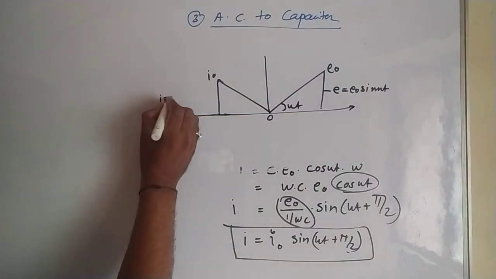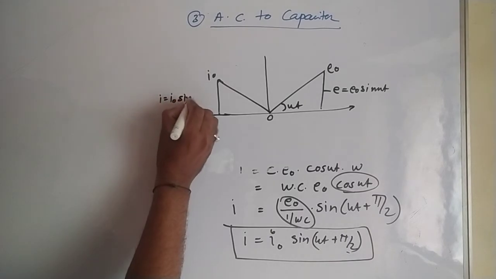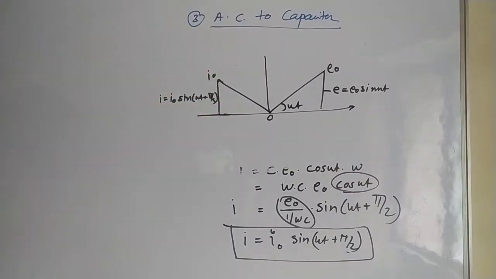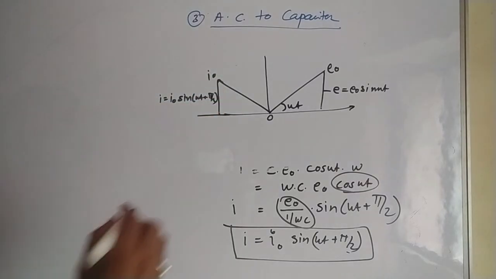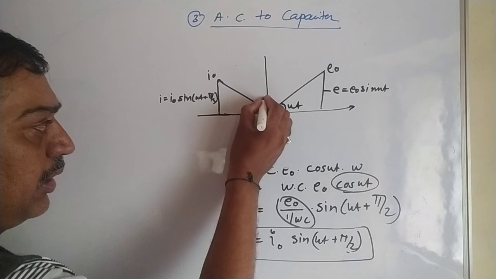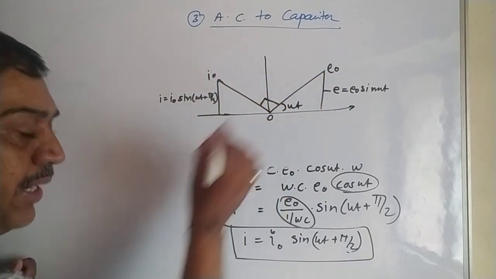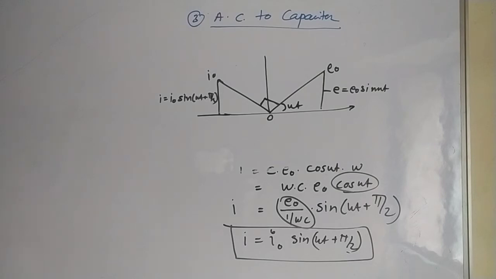I equal to I0 sine of omega t plus pi by 2. So this distance is that. So this is nothing but the angle between EMF E0 and I0, that is the peak value of current and EMF, is 90 degrees here also. So that is said to be the phasor diagram for a purely capacitive circuit.